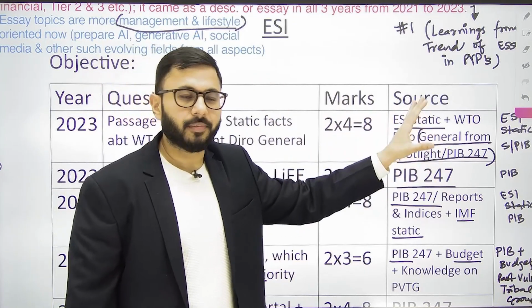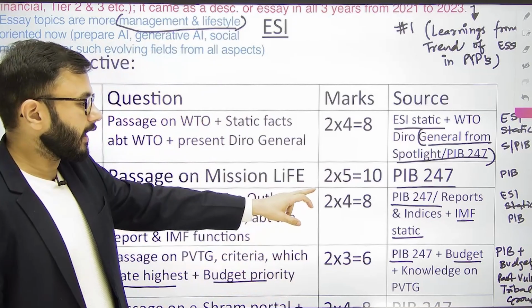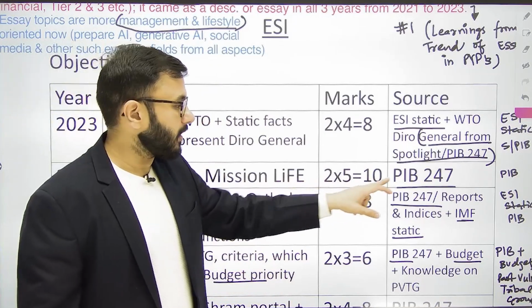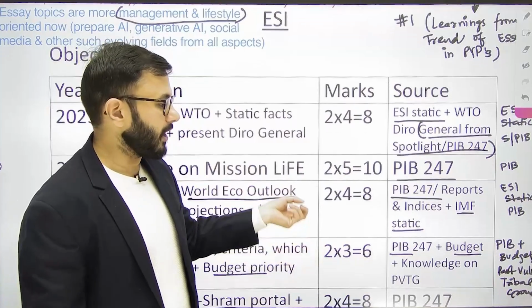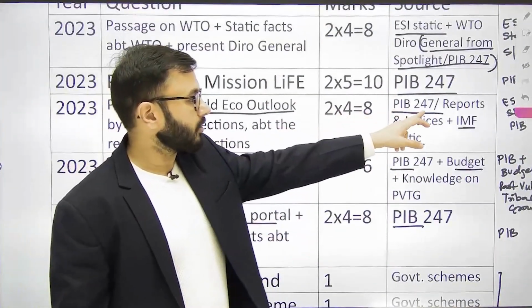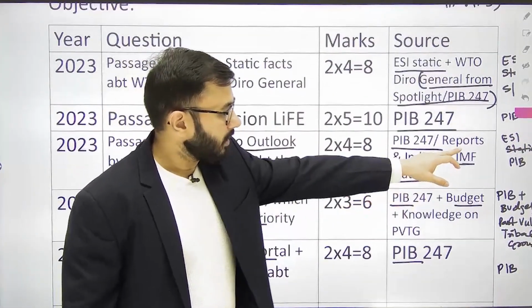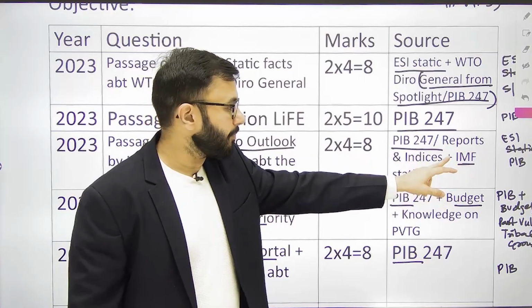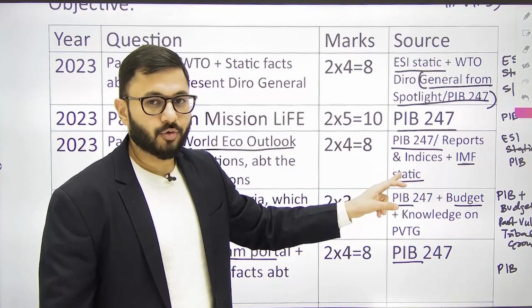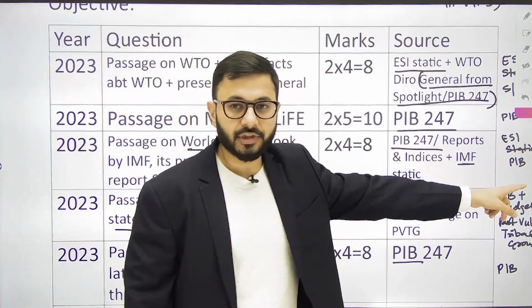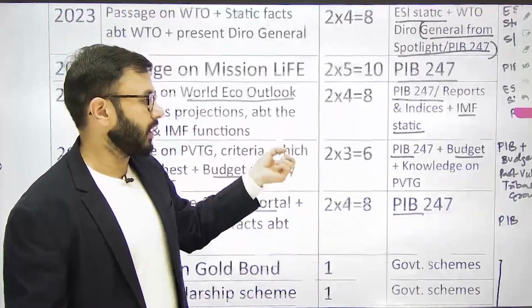He's doing this source mapping for himself. The second question, there were 5 questions of 2 marks each and all of these were from PIB. That tells us about the importance of PIB. Again, 4 questions, 2 marks each, combination of ESI static and PIB. IMF, International Monetary Fund, static का ही question है. Again, tells us about the importance of ESI static.